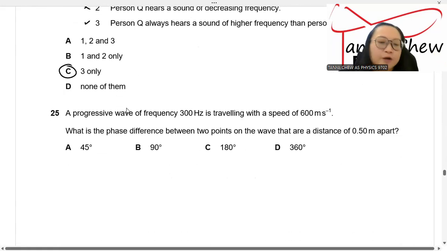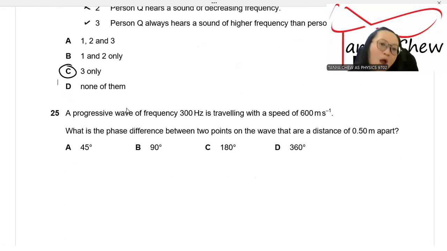Number 25, a progressive wave of frequency 300 Hz is traveling with a speed of 600 meter per second. What is the phase difference between the 2 points on the wave that are a distance of 0.5 meter apart? I'll teach you the easiest way. We want to find the phase difference. It is given in degrees.